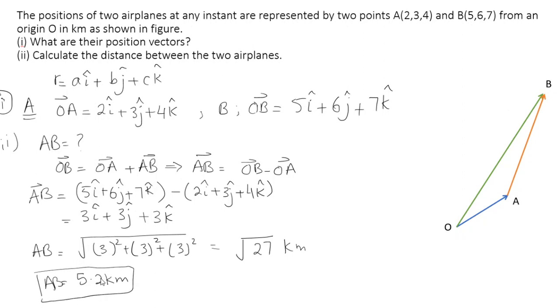So this was a simple example for the position vector: how we can write the position vectors and how we can find the magnitude.